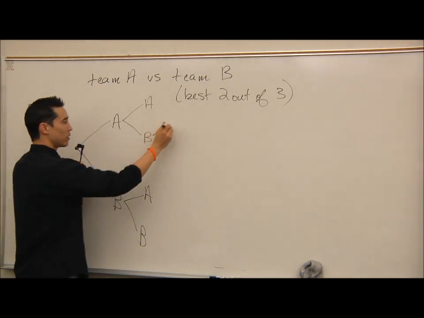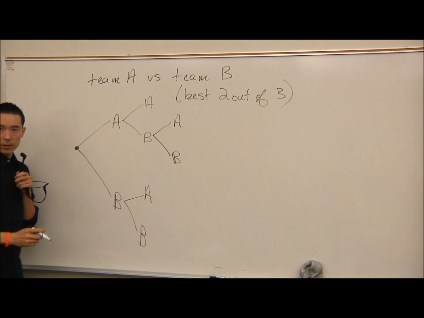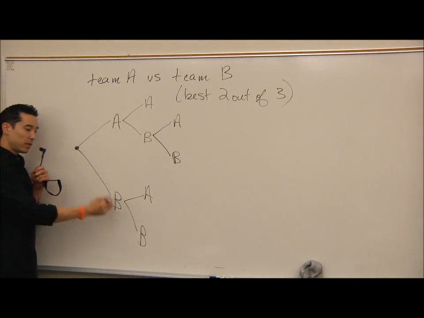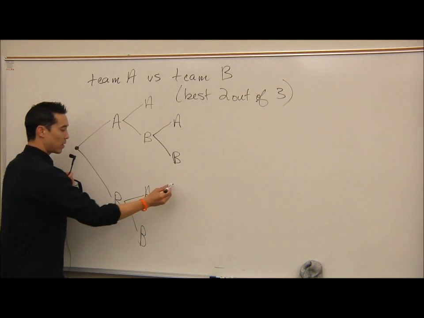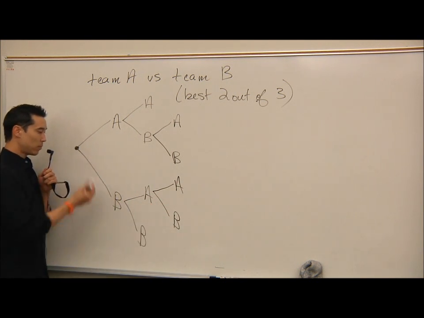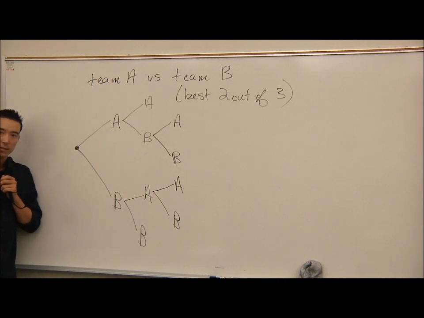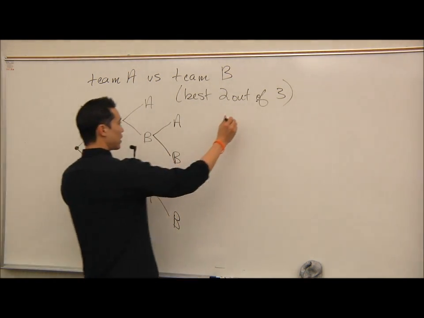But if A won the first and B won the second, then we would have to go to a third game. And then it would be either A or B. Similarly down here, if B wins the first and A wins the second, that would extend to a third game. A could win or B could win. But if B won the first game and B won the second, then that branch is complete.